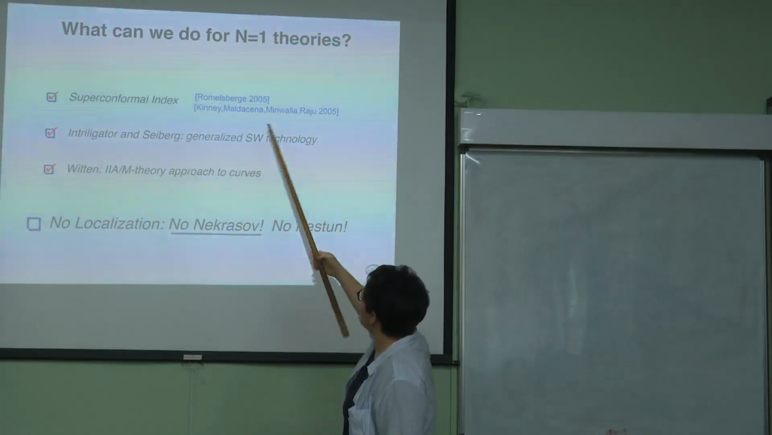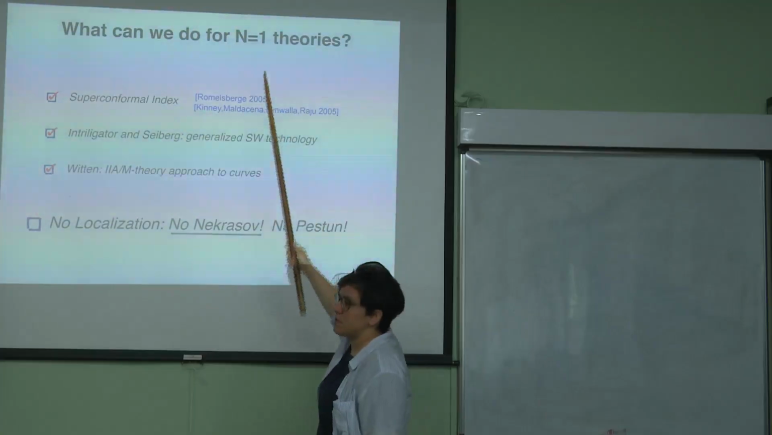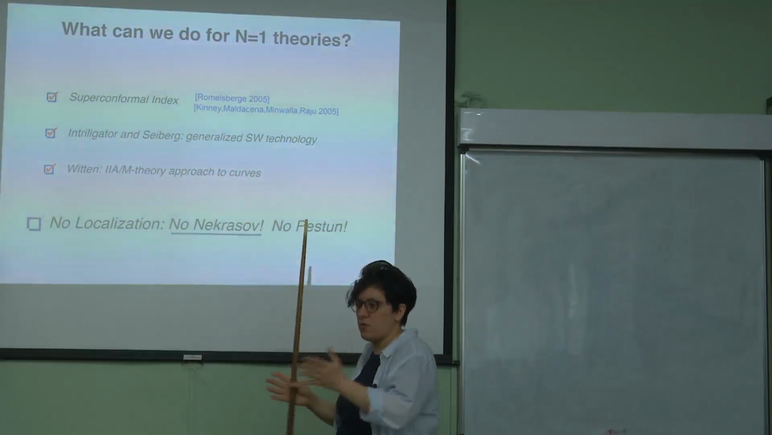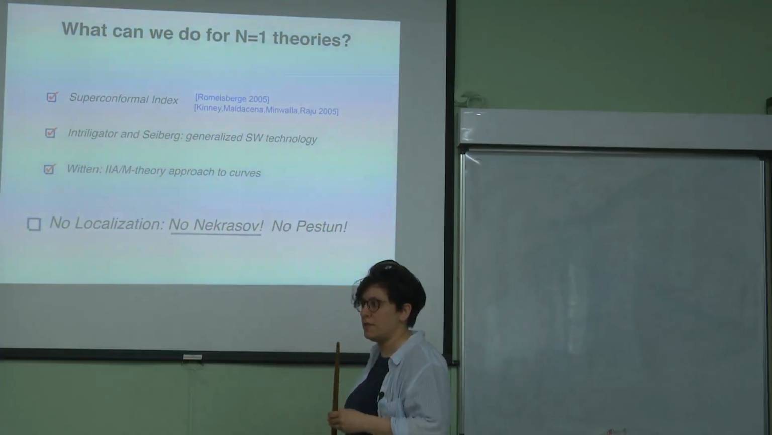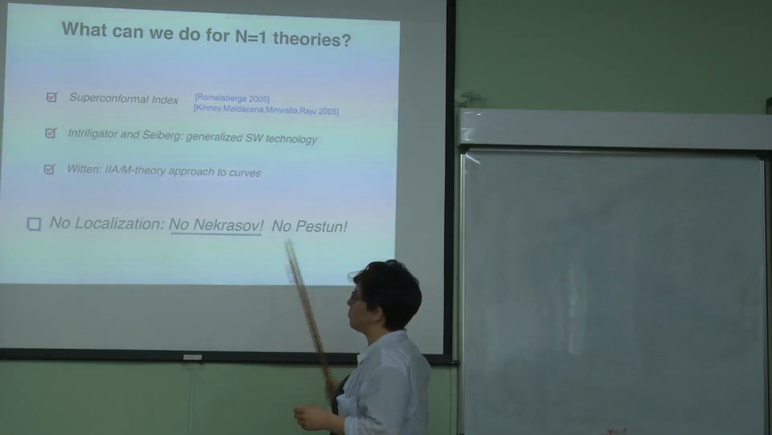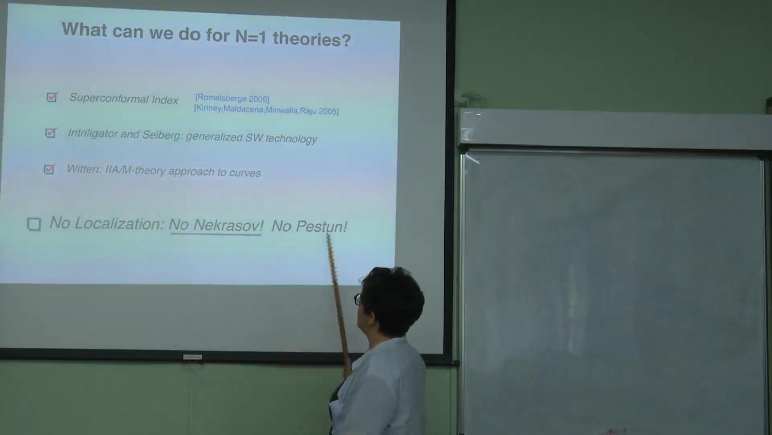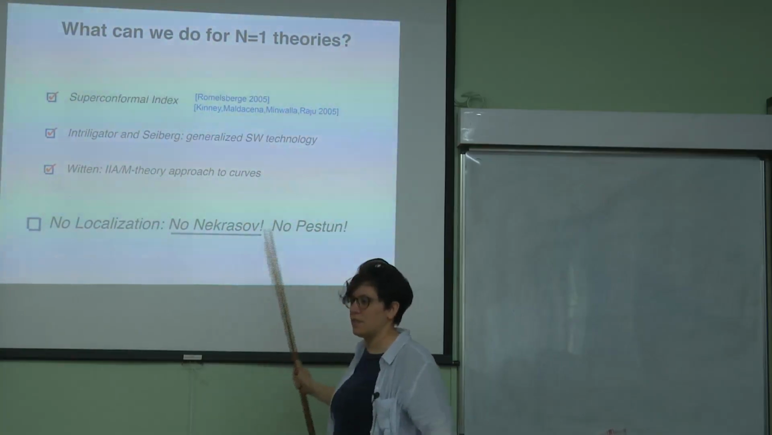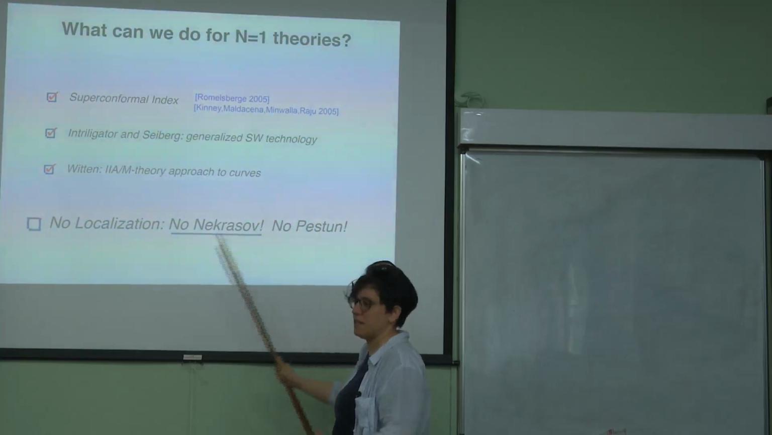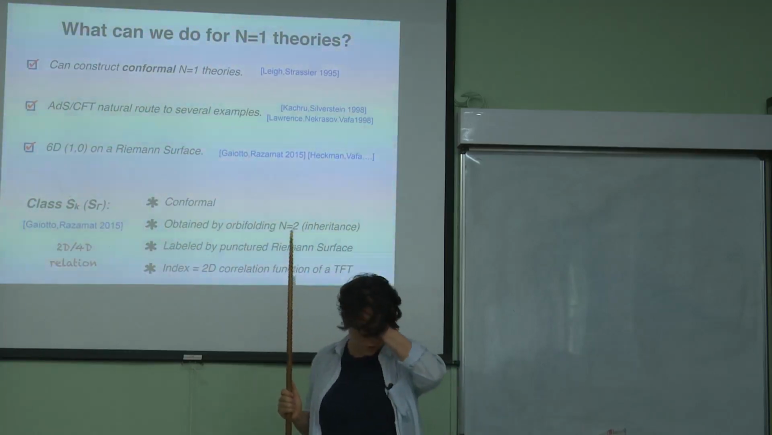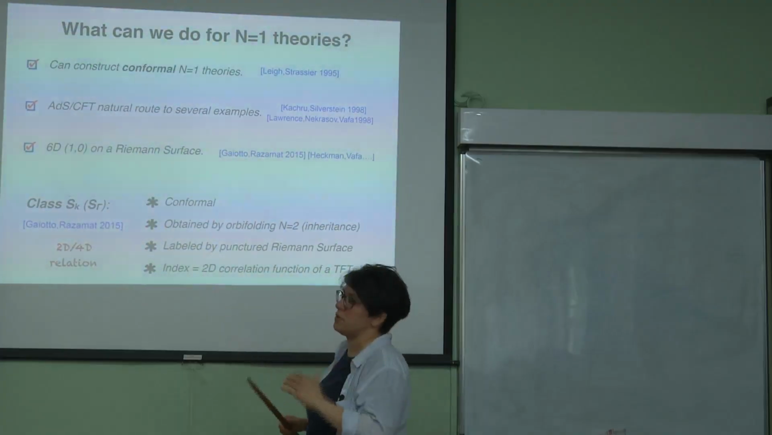And what is very important for N equal to 1 theories, we do not have the equivalent of the Nekrasov partition function, so we don't know how to write down instantons for N equal to 1 theories. And also we don't have Pestun, but okay, for this talk it's not going to play a role. But to be honest, when I started thinking about this problem, and you will see how through AGT basically everything comes into play. So, good. So now we want to decide how to choose.